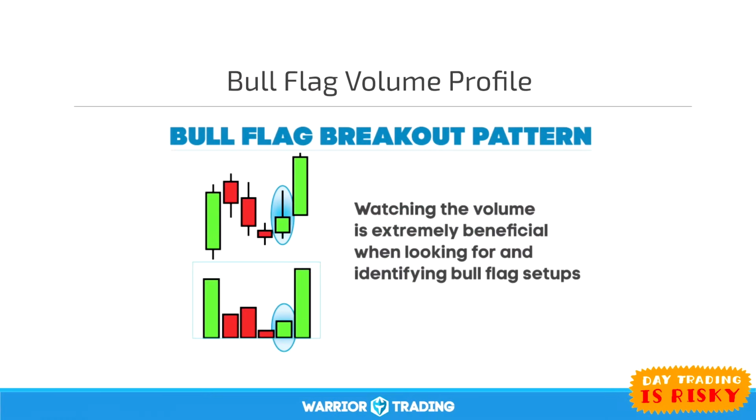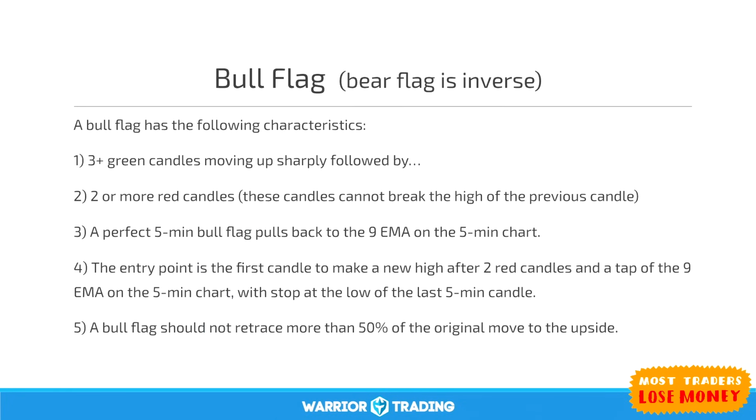Now let's switch back to the screen here and let me show you, and let's talk a little bit about the anatomy of the bull flag pattern. So a bull flag has the following characteristics generally. We have three green candles moving up, followed by two or more red candles pulling back.